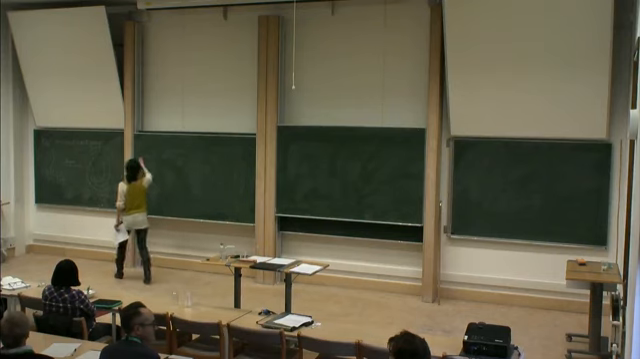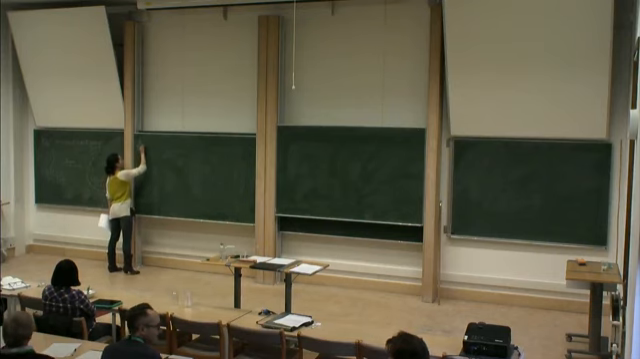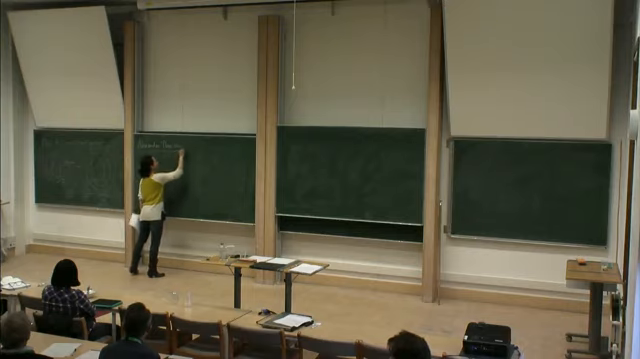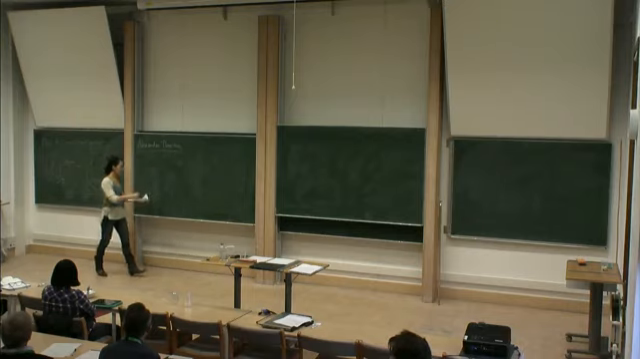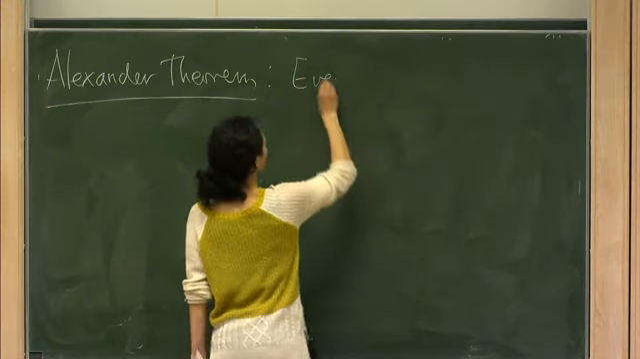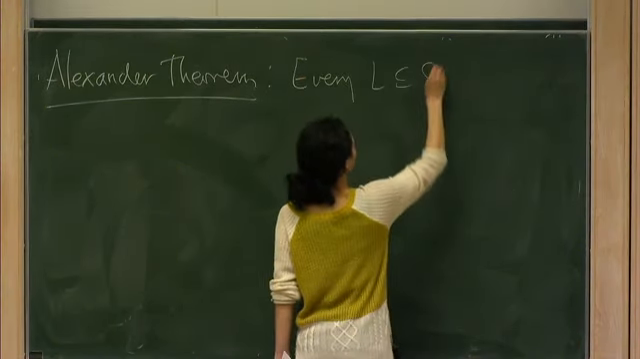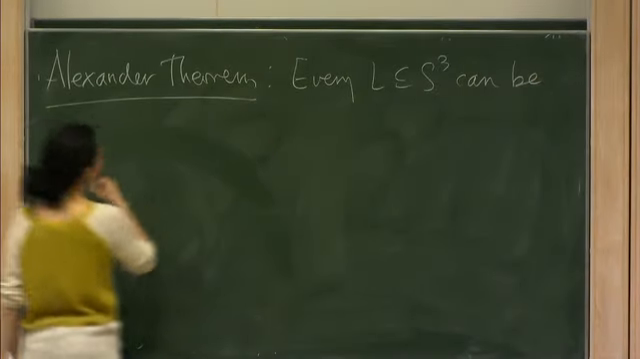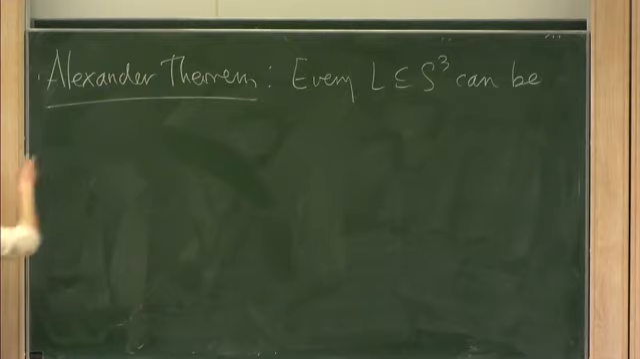Okay, so of course the starting theorems in this subject are the Alexander theorem, which says that every link in S^3 can be realized as a braid closure, as some braid closure for some index n.